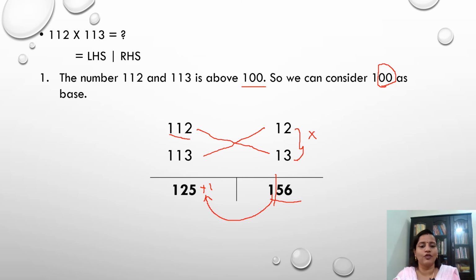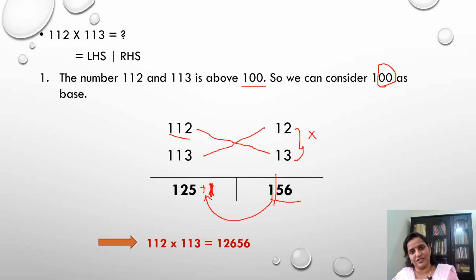So I have carried over this 1 to the LHS. LHS is 125. So 125 plus 1 gives me 126. So my answer is 112 into 113 is equal to 126 and 56, which is 12,656. Okay, is it clear for everyone?